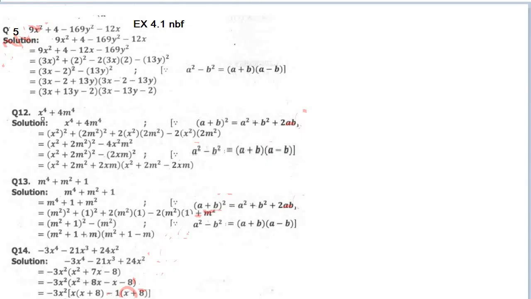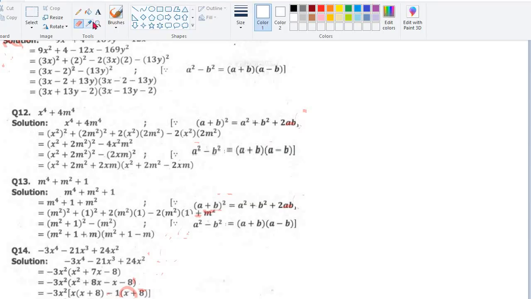Now again, let's discuss question 12. Question 12 says x power 4 plus 4m square. Now there is a mistake in the previous video, and I have considered it again. Now we can break x power 4 into x square and x square, and 4m power 4 into 2m square and 2m square. So this question will be solved by the completing square method.